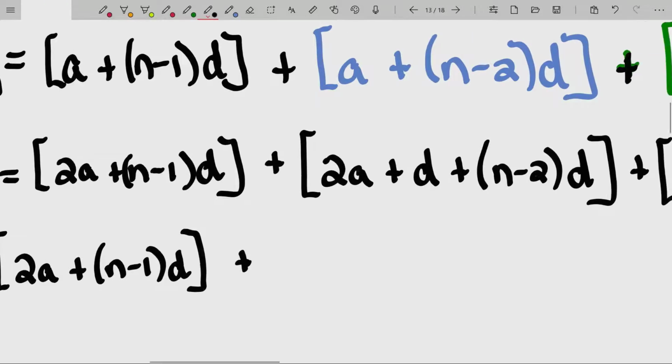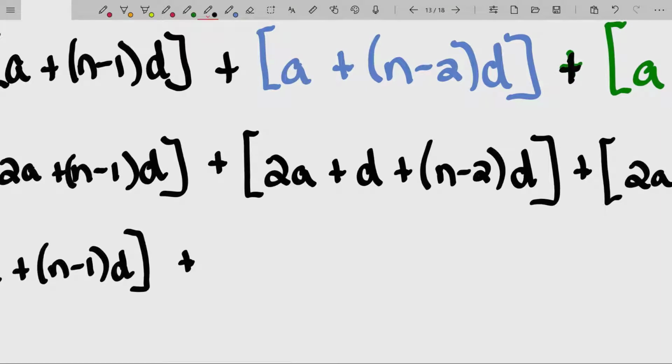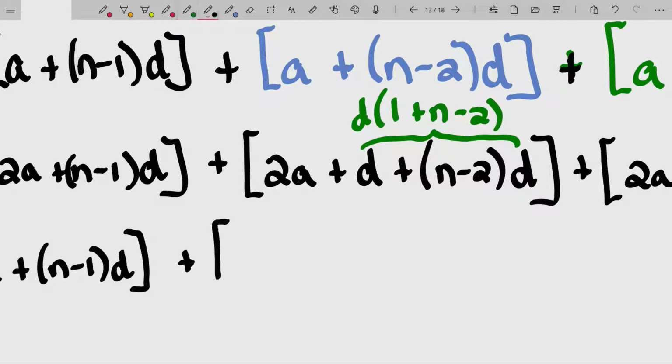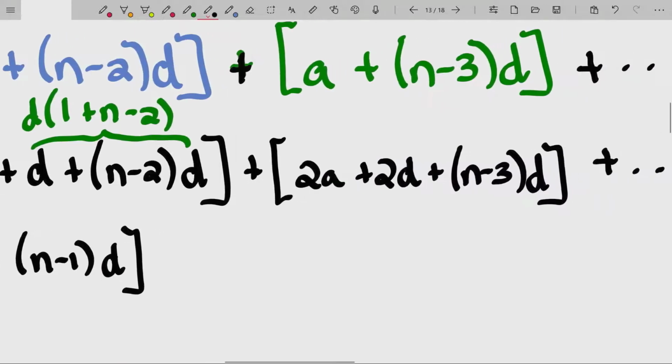In the second group, let's see, I have 2a plus d plus n minus 2d. If you think about your mathematics here, you can factor a d off of that and you'll be left with 1 plus n minus 2, or in other words, n minus 1. And so that can be written as, I should have written it up above, d times 1 plus n minus 2. There we go. And that means that we have 2a plus n minus 1 again, d. Oh, that's interesting. Well, let's move on to the next one.